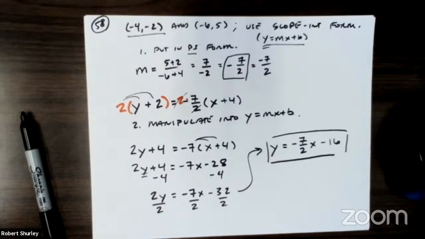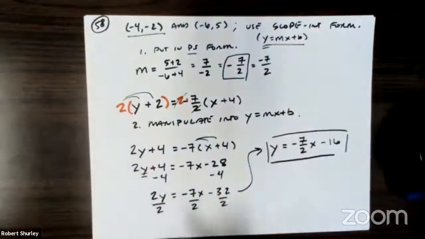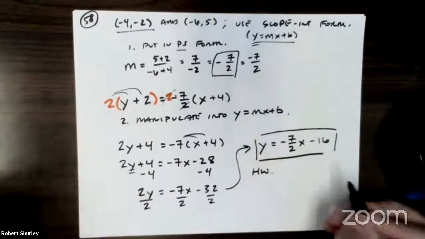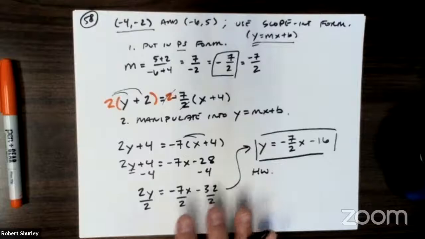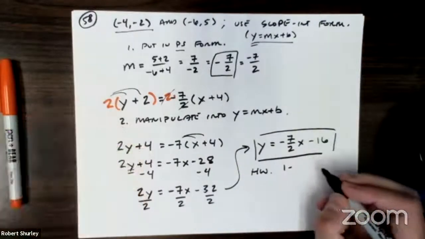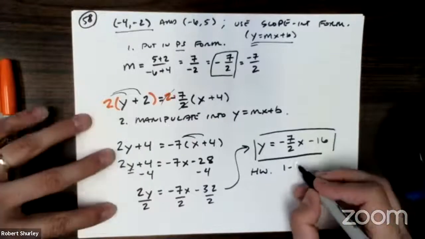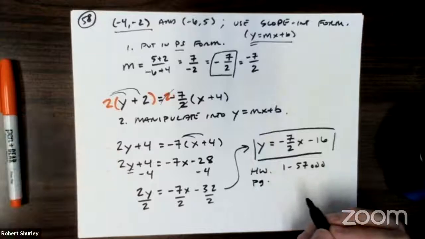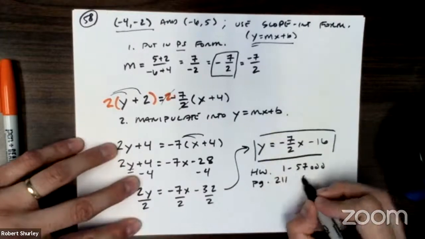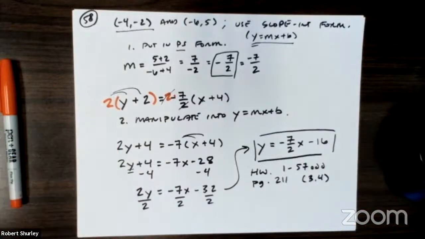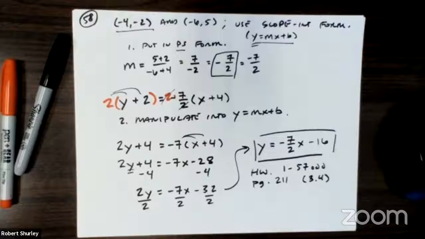Questions, comments, concerns? Okay, so for homework, and stick around here a minute because I'm going to go over the test a little bit. But for homework, and I'll tell you, this is the toughest section on the test, okay? You need to do 1 through 57 odd. It starts on page 211, and this is from section 3.4, okay? From section 3.4. Okay, 1 through 57 odd.